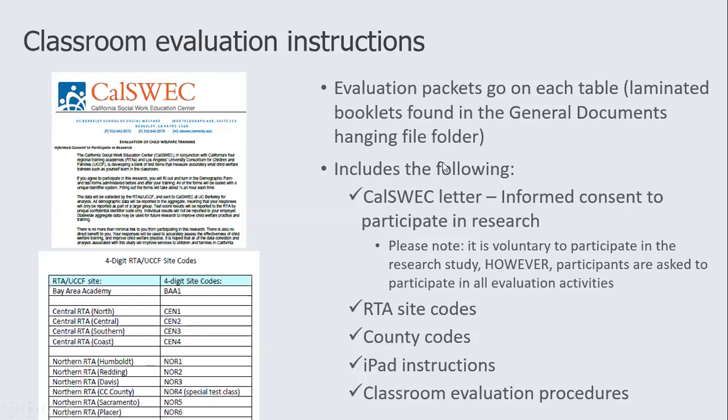Also included in this evaluation packet is the RTA site codes. Those are listed here on the screen as well. So for Northern, we have several codes depending on what location they're in. So if they were in Humboldt County, say it's in Eureka, they would use NOR1 and so forth. They also have county codes in there, so depending on what county they're from, they'll enter their county code. It has some iPad instructions for students who use the iPads if they check them out. And also the classroom online evaluation procedures are in that packet.